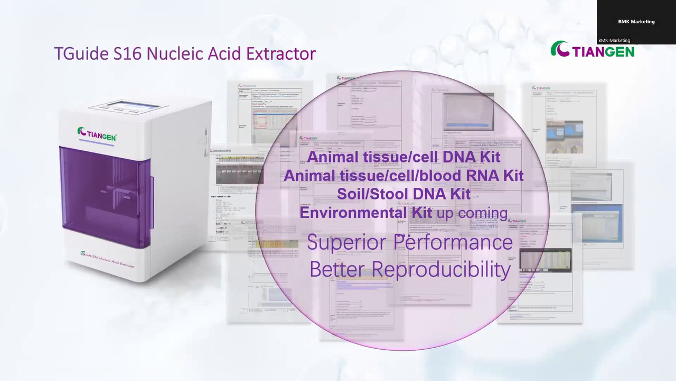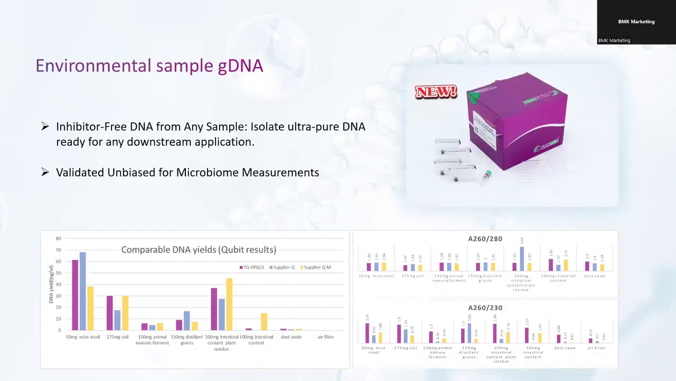Based on our market feedback, the animal tissue cell DNA RNA kit, and especially the soil and stool microbiome DNA kit, are the most popular ones. We keep collecting data and sample types from our customer side, and we are developing the environmental kit. This kit is upcoming very soon.